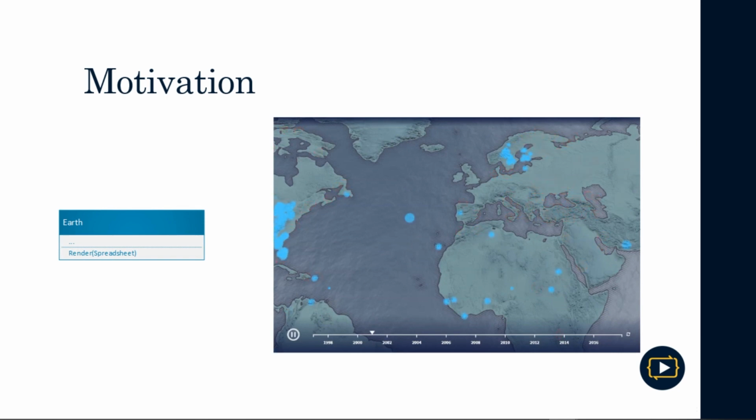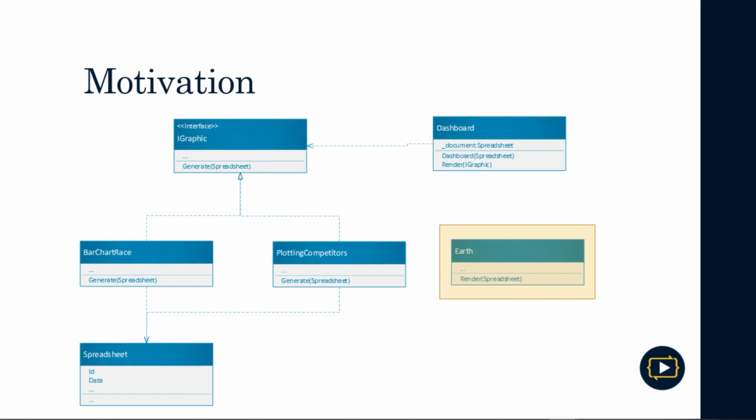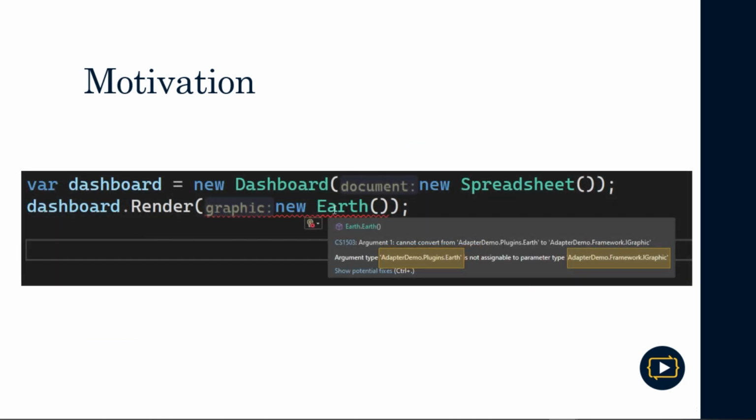Everything works wonderfully, until one day we find a third-party engine that allows receiving a spreadsheet as input and carrying out rendering on a map. It sounds great and we want to integrate it into our system. However, when comparing the classes, we see that the class implementing this functionality called Earth is not compatible with our system, since it does not implement the iGraphic interface. Remember that this is a third-party component and therefore we do not have access to the source code.